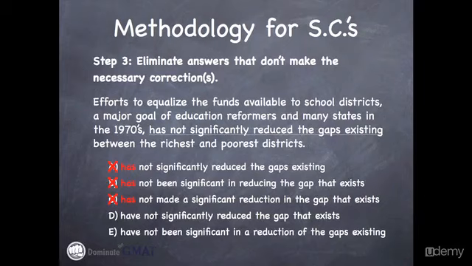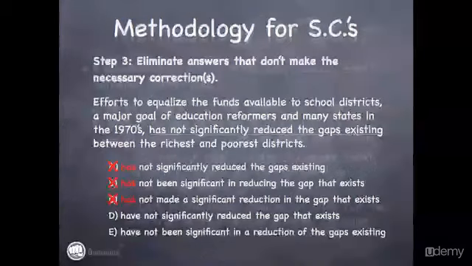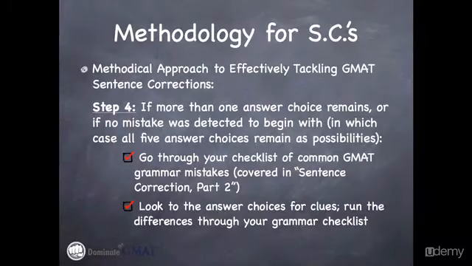They can be crossed off. Fairly simple, but this is the process that you want to go through on test day for sentence corrections. And then we move on to step 4. If more than one answer choice remains, which it does in this case, now we have to choose somehow between answer choice D and E, or there's a chance no mistake was detected.